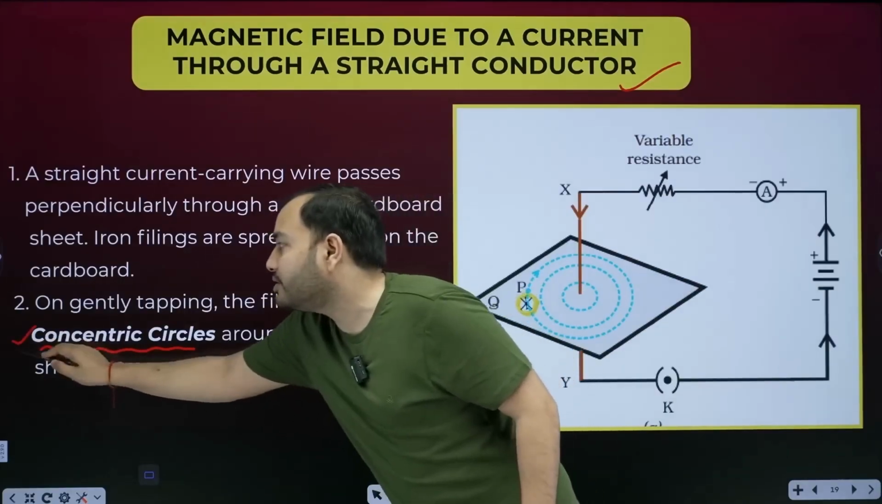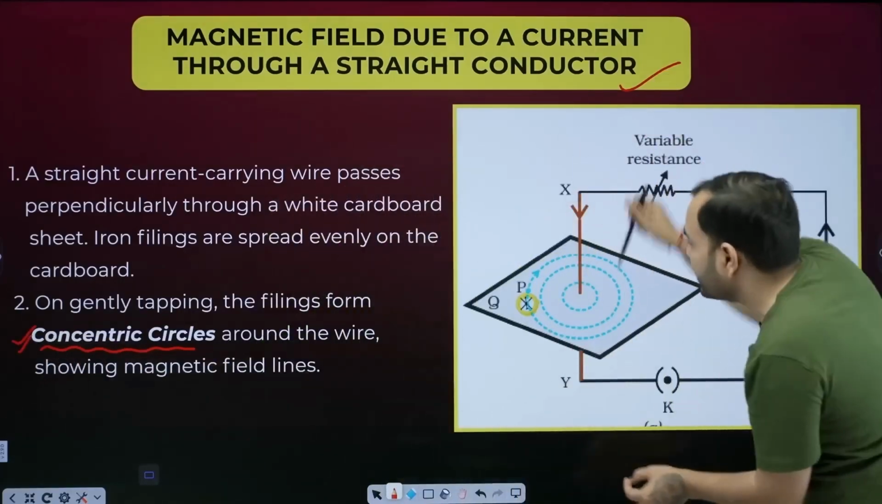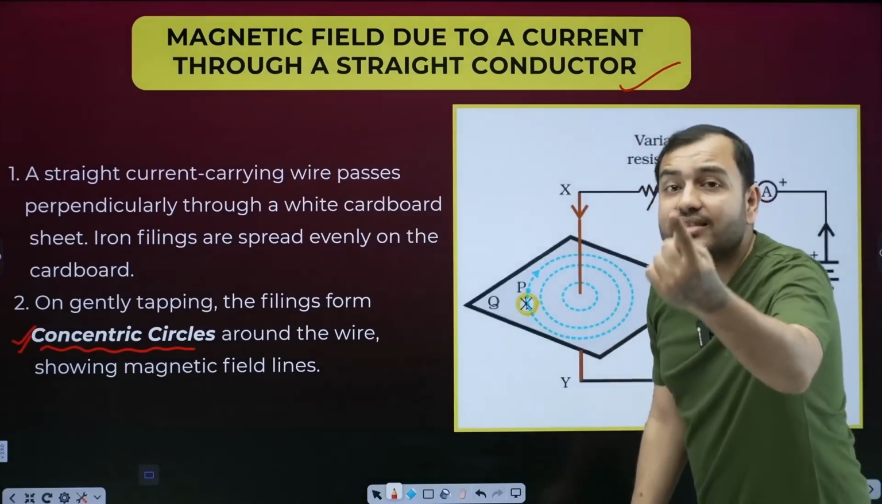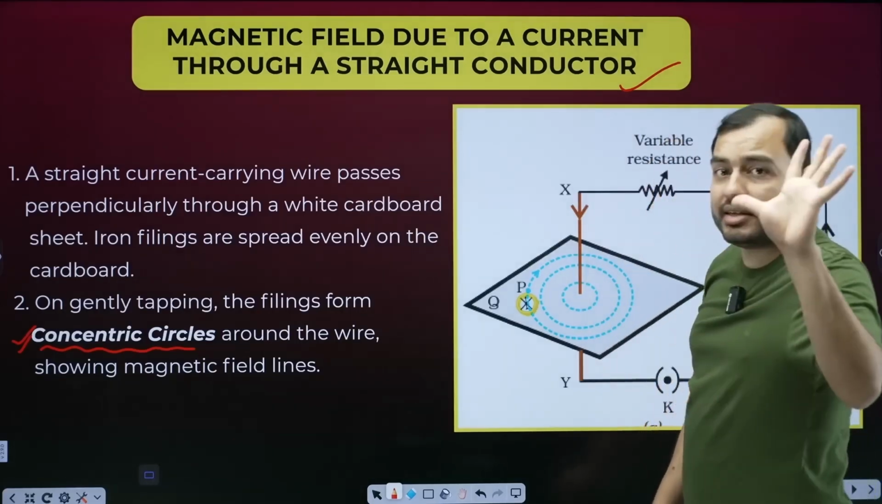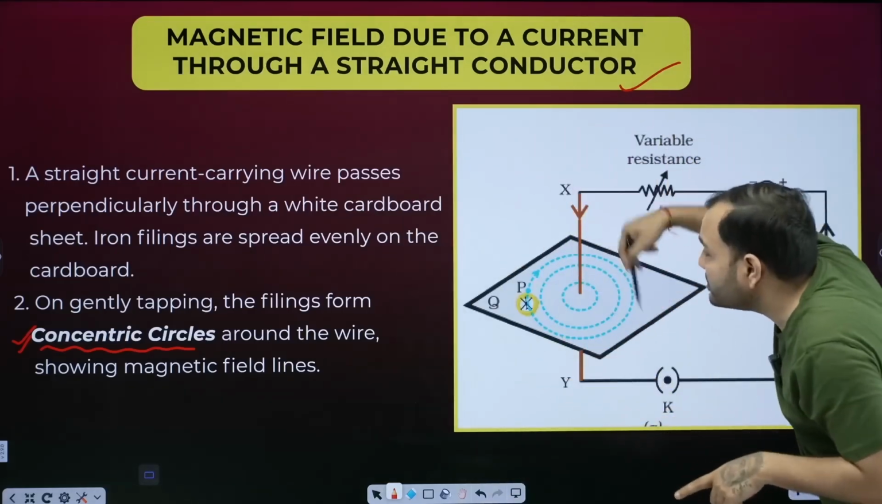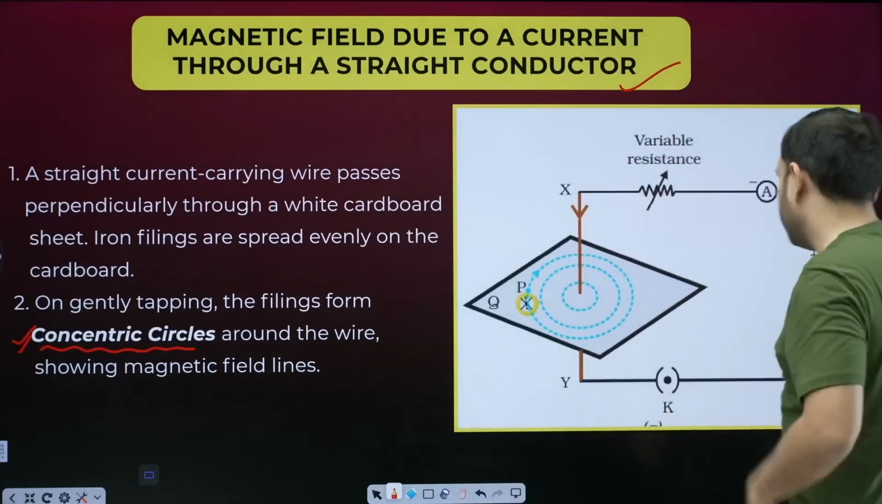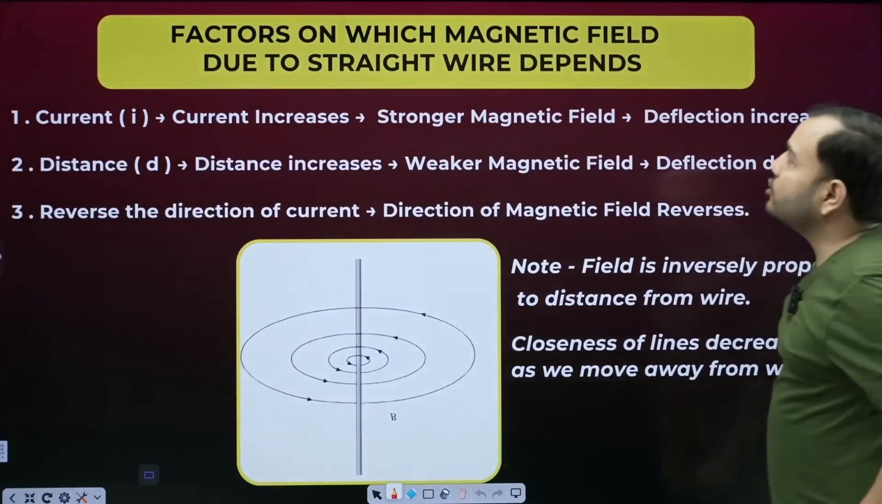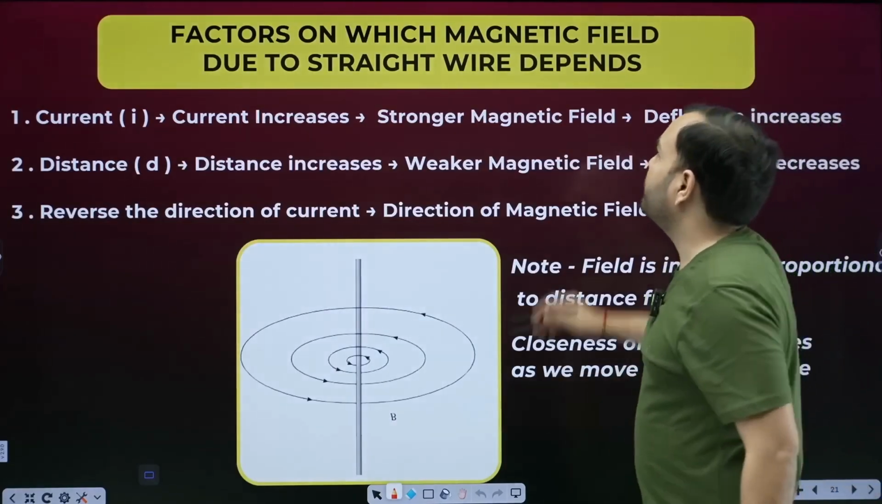So you should remember this: the magnetic field line that forms due to a straight wire, how does it form? Concentric circles. A bar magnet was different, emerging from north and going to south. How does it form due to a straight wire? Concentric circles will form. Okay. The same thing is told here: factors on which the magnetic field due to a straight wire depends.